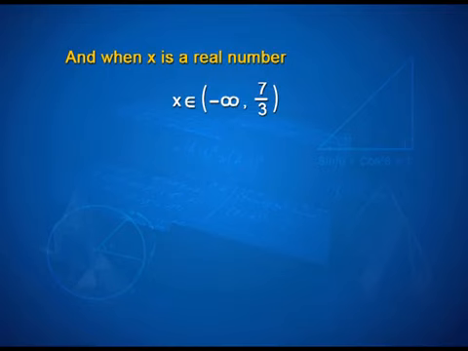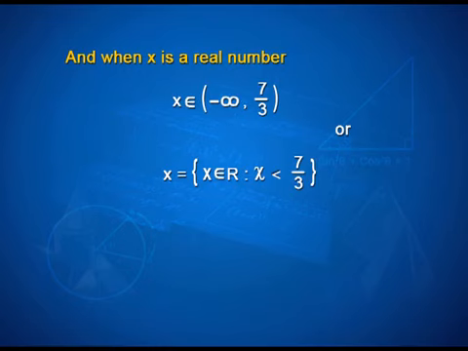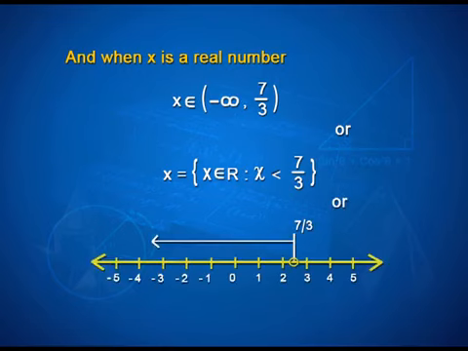In the set form, x belonging to R such that x is less than 7 by 3 and on the number line it would be written as a hollow circle at 7 by 3 and the arrowhead pointing towards the left of 7 by 3, because we are marking the solutions as x less than 7 by 3.